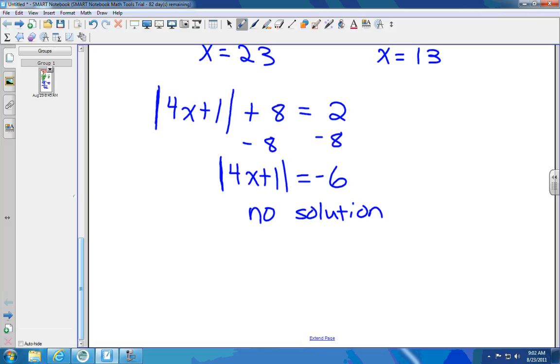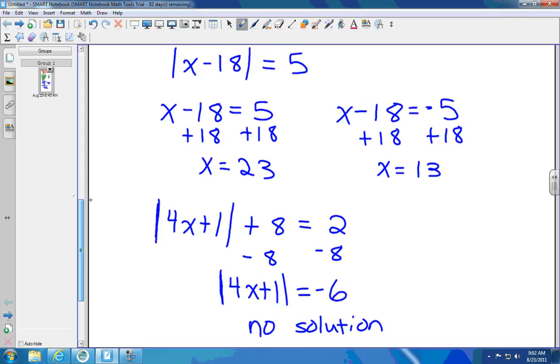The absolute value cannot equal a negative number. If it does, you've got to see that. Those are the ones we hope for, right? You hope you see that a lot, so you can just put no solution and move on. So watch out for that case. Make sure you don't split that up.